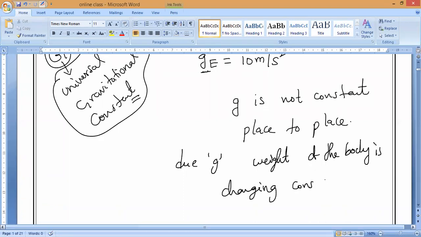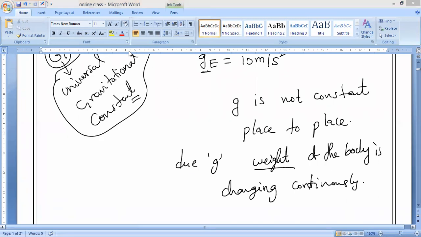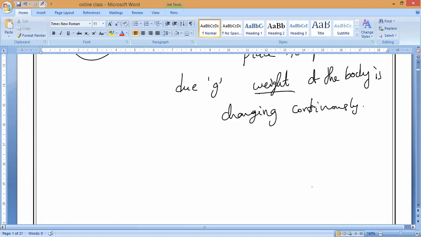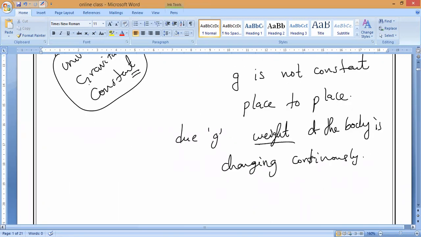In the next class we will study what weight and mass are and the difference between them. Are you clear, guys? Due to the g value, what is changing? The weight of the body is changing. That is what you have to remember. Later we will study what weight is and how to find the weight of a body. Remember, capital G is always constant, but small g varies from place to place.